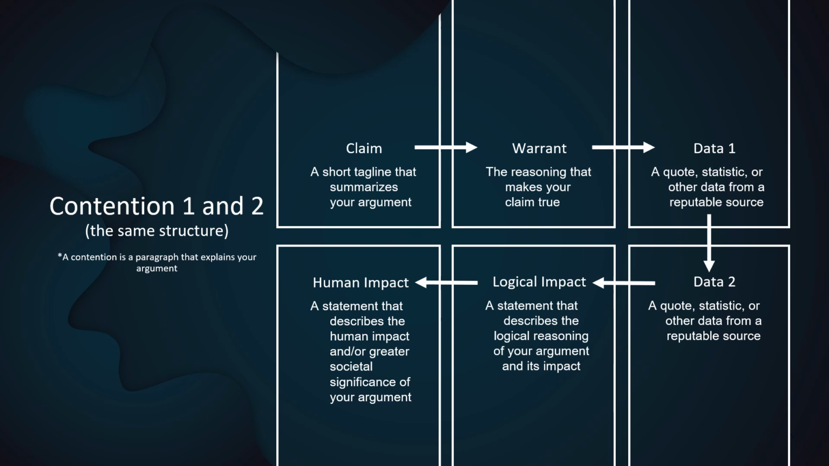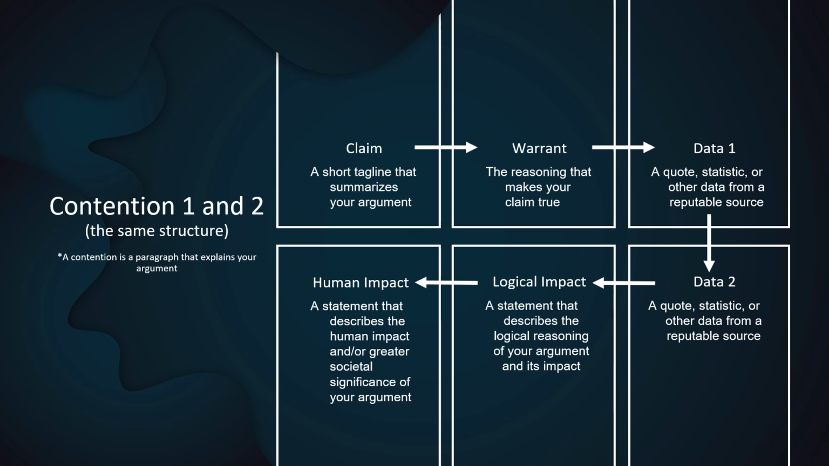Then we have your two data points. These could be quotes, statistics, analysis, or any other data from a reputable source to add credibility to your logic. Your warrant already describes the logical process you go through from A to B, right? But you need some other external reputable source to say that other people are thinking this and that there's real-life statistics and data to back up the argument you're making.